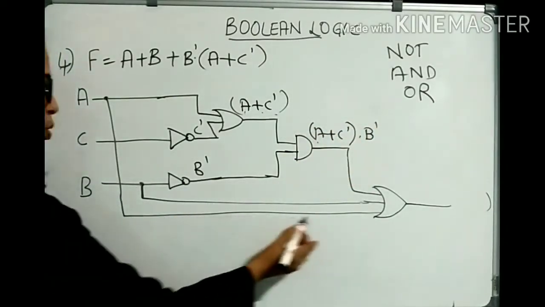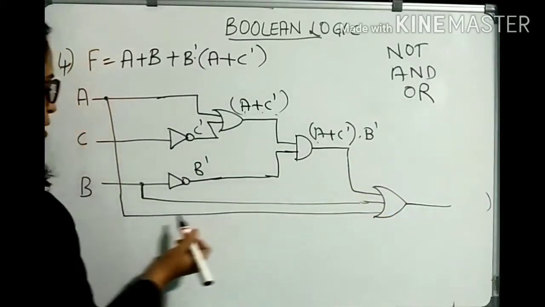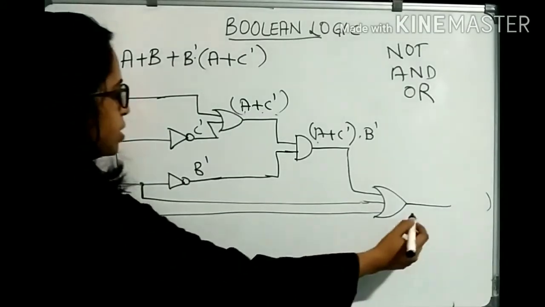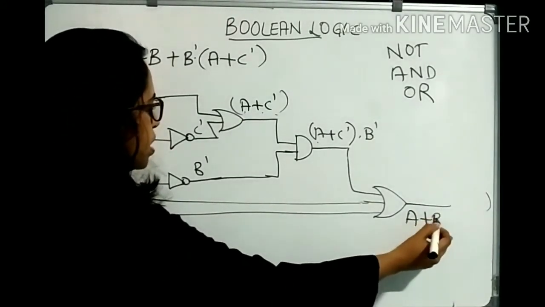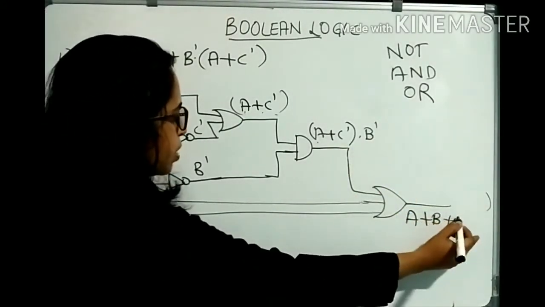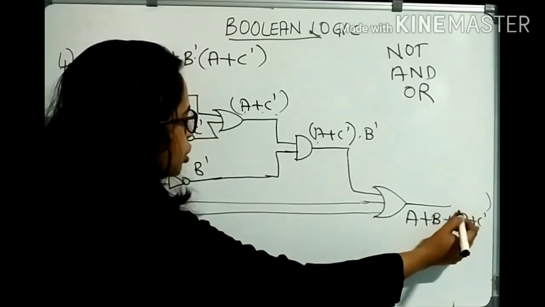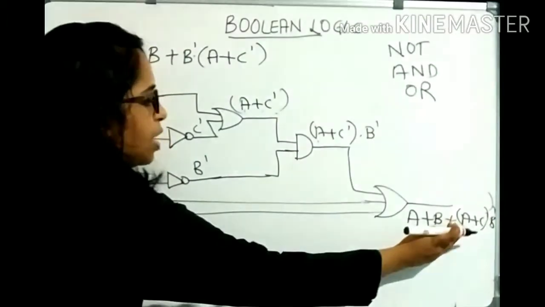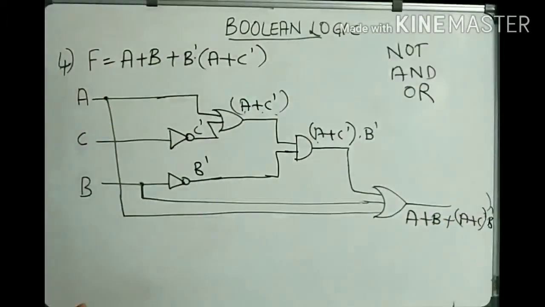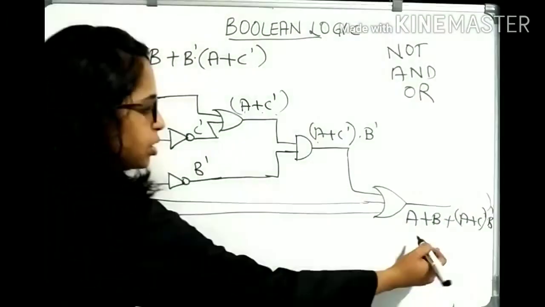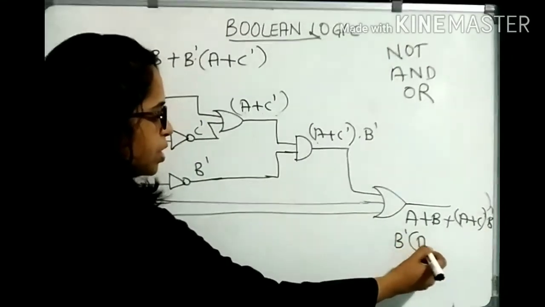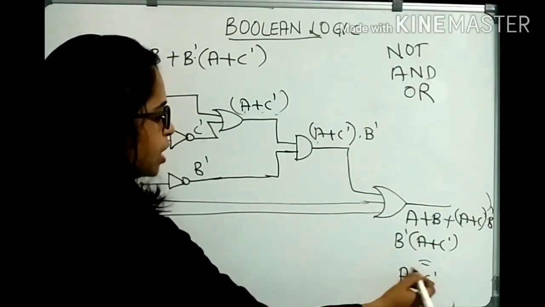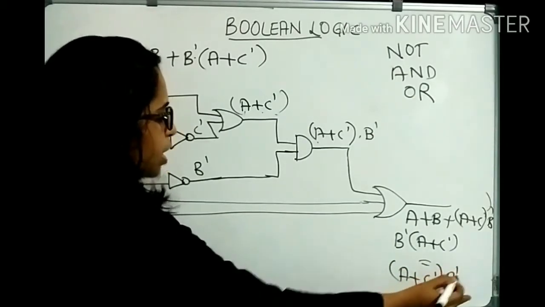Okay. Then here what is happening? These three things are being ORed. What are being ORed? A, B, that is A plus B plus this thing. A plus C dash into B dash. So B dash can come here or here. Both are same. Either B dash can come here or this is equal to A plus C dash into B dash. Both are same.